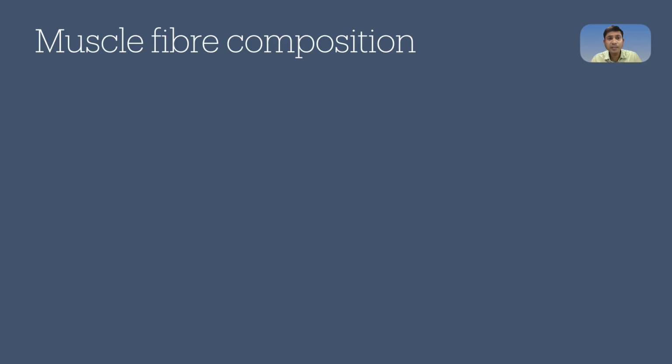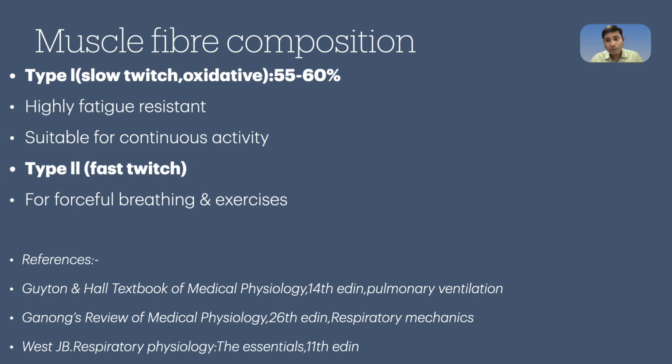So what is the muscle fiber composition of the diaphragm? It's type 1 and type 2 fibers. Type 1 fibers are highly fatigue resistant, and they are for continuous activity of the diaphragm, and they make up more than 55 to 60% of the fibers. And type 2 fibers are the fast twitch fibers for exercises and forceful breathing.